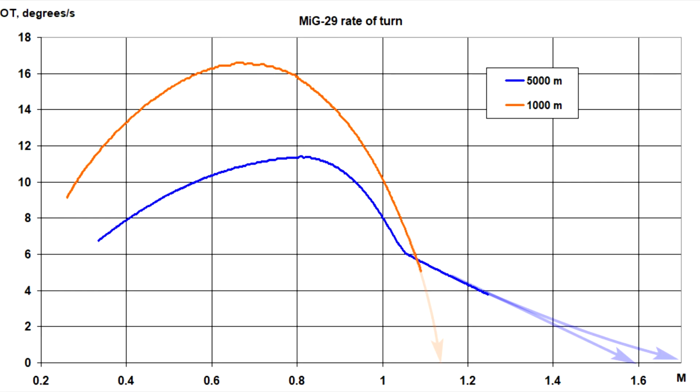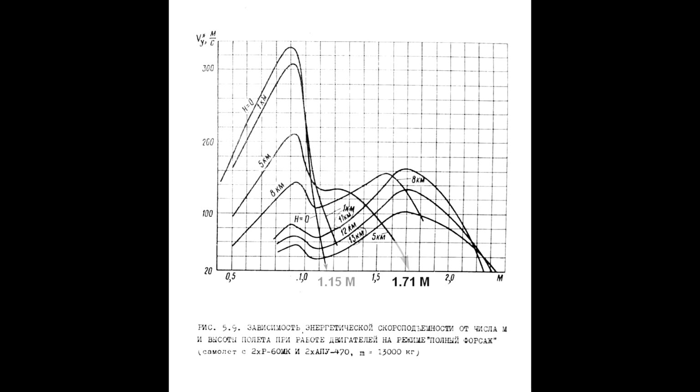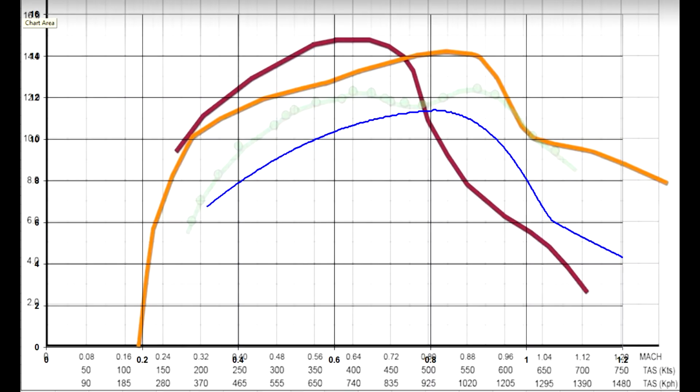Cross-checking against the specific excess power charts confirms the same. Overlay the curves, and the picture speaks for itself. Notice how the authentic MiG-29 graph resembles that of the F-16. Of course it does. The laws of aerodynamics are the same for both aircraft. A few words about the quality of the testing itself.